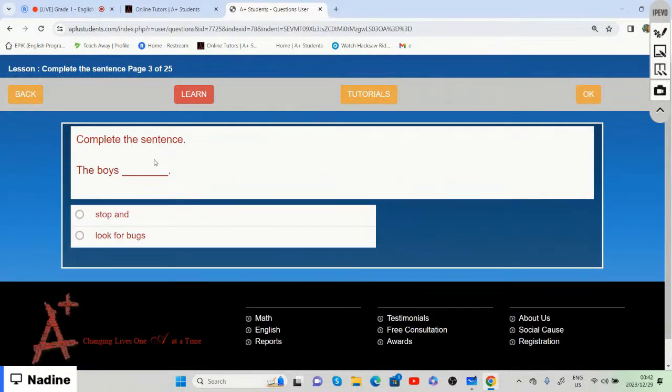The boys, do we say stop and, or the boys look for bugs? Which one is the correct words in order to complete the sentence? Stop and, or look for bugs. Something that the boys are doing.